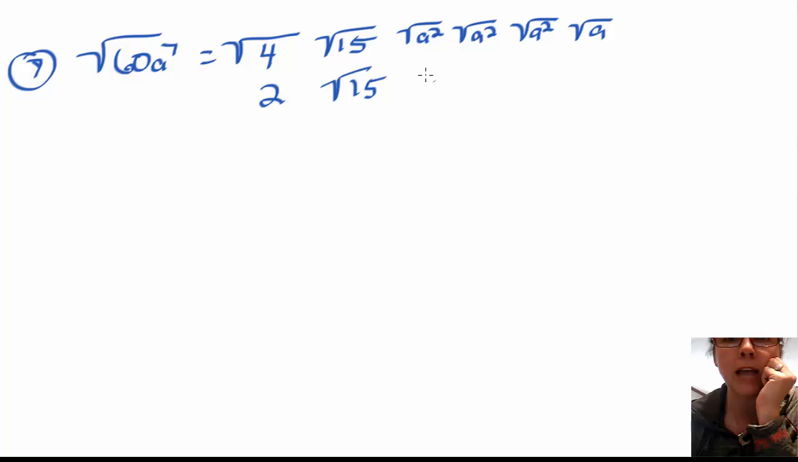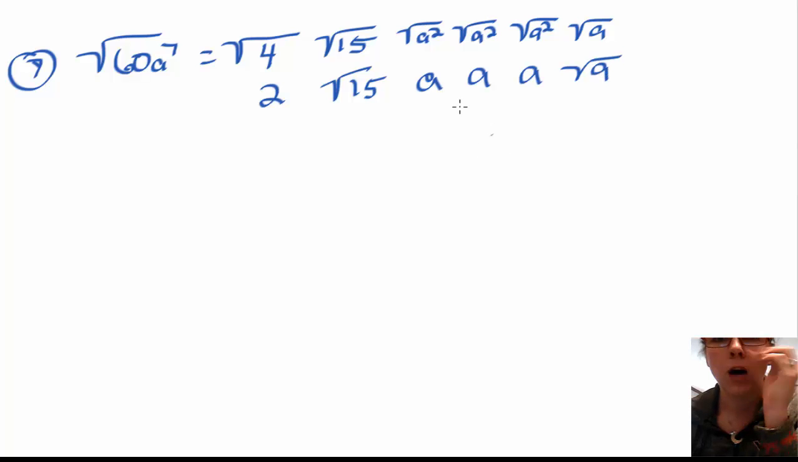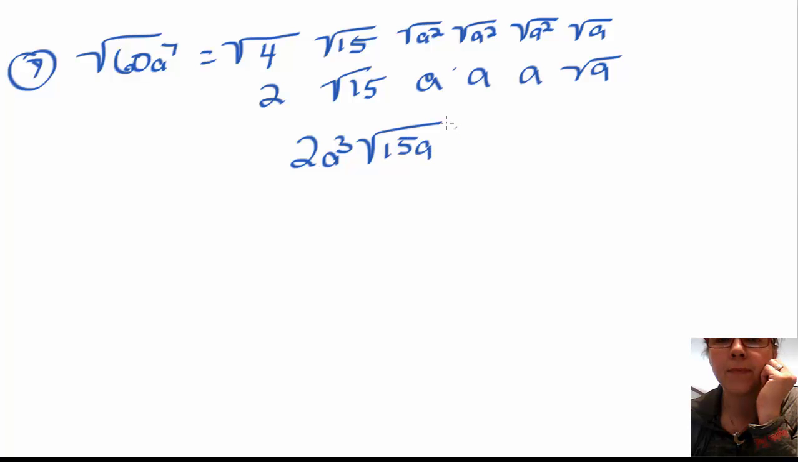These are all being multiplied. This gives us a, this one gives us a, this one gives us a, and this is still the square root of a. So all of the things that aren't under a radical go on the outside. So 2a cubed square root of 15a.